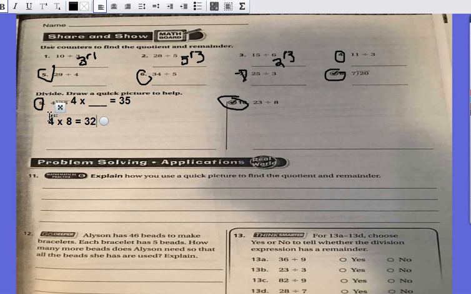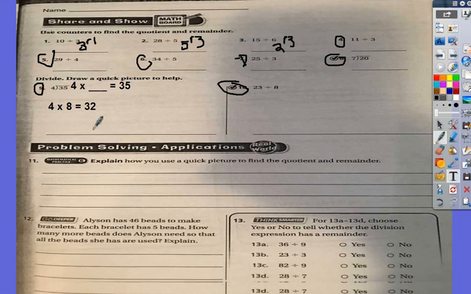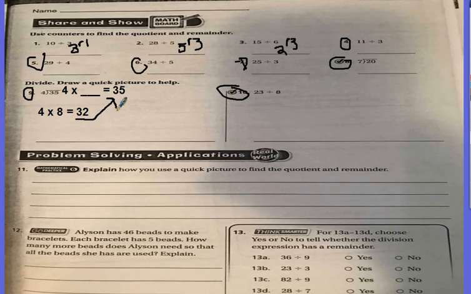Then I just need to realize, what's the difference between 32 and 35? So 32, 33, 34, 35. So there's a difference of 3 there. So my answer would be the number I used, which would be an 8, and then my remainder would be what I was short in order to get to my answer. So 8 remainder 3. Okay?